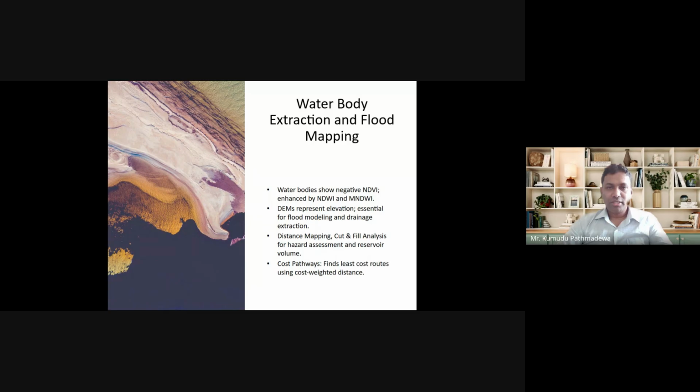Additionally, the digital elevation model, DEM, helps simulate flood behavior, drain patterns, and water flow patterns. So the digital elevation model can also be used to identify water patterns, behavior, and water flow. Those can be identified using a digital elevation model also.